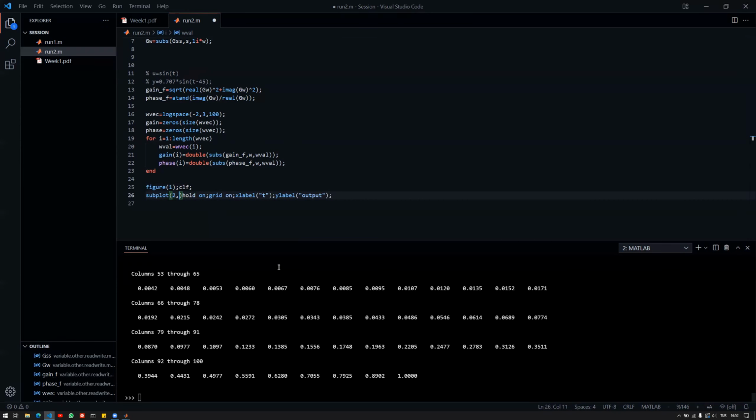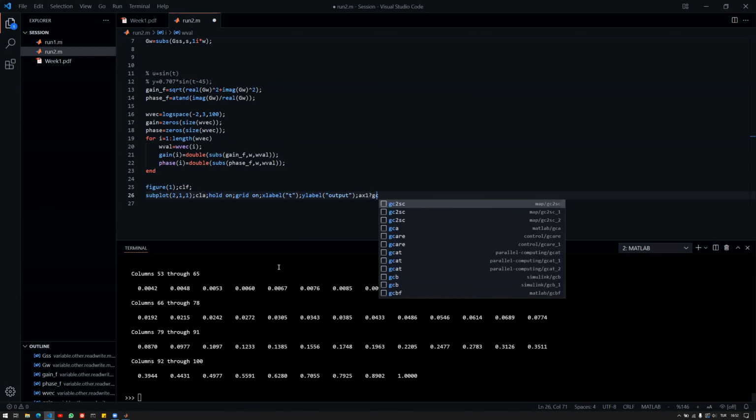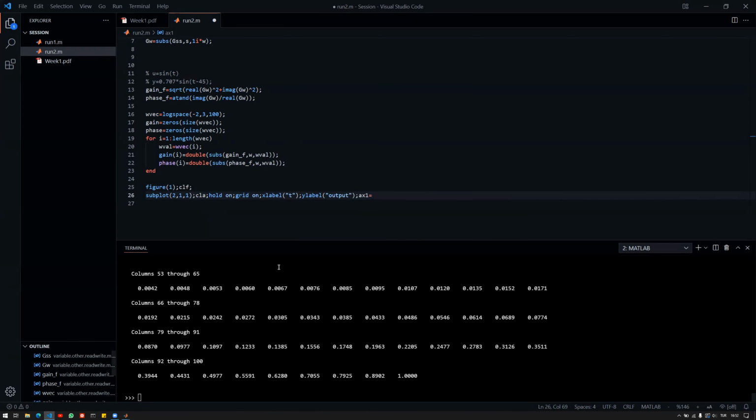So let's have two rows, one column, and the first of this here. You can also save the current axis here, and GCA stands for get current axis. So this is one axis, and if I copy this, I will create another axis. So the plot area is called axis in this case. And this will be the second one. Of course, the x-axis is omega.